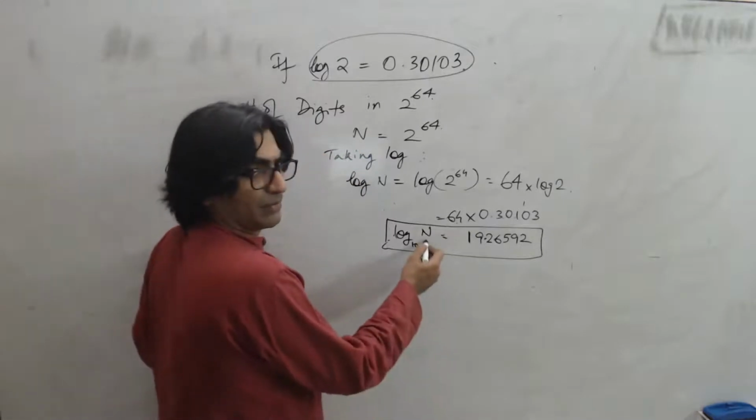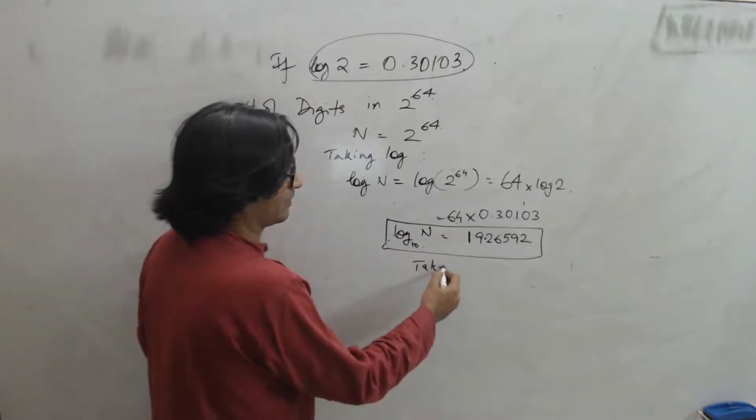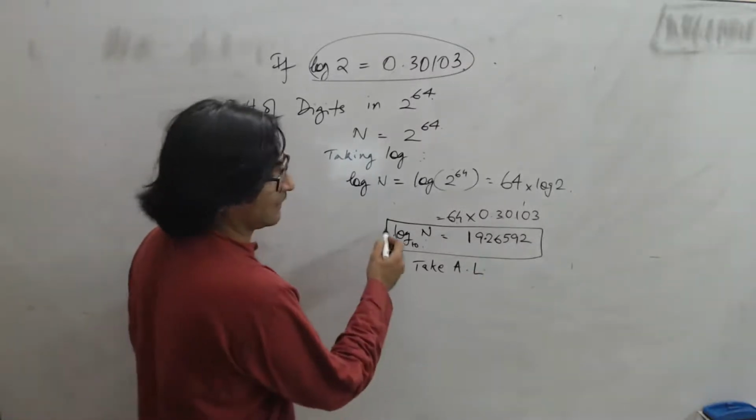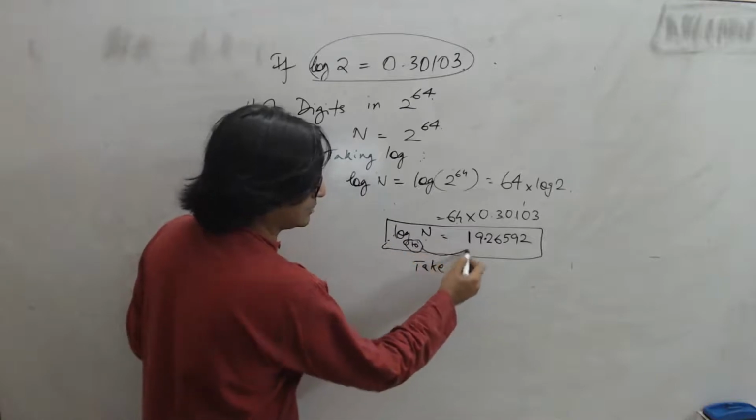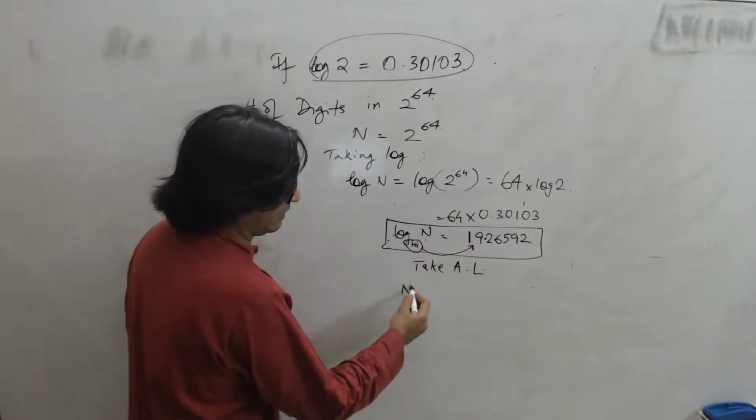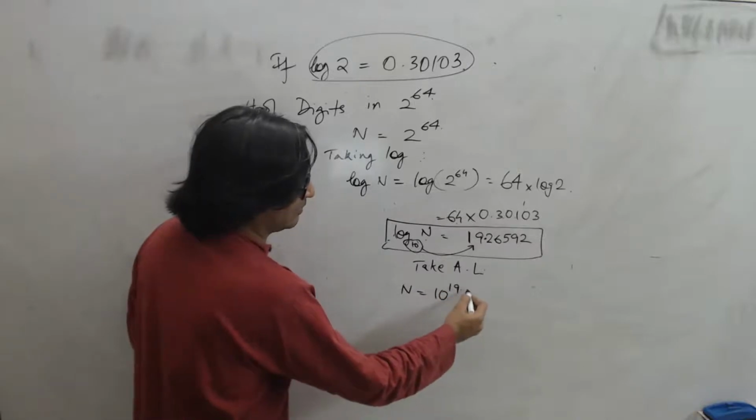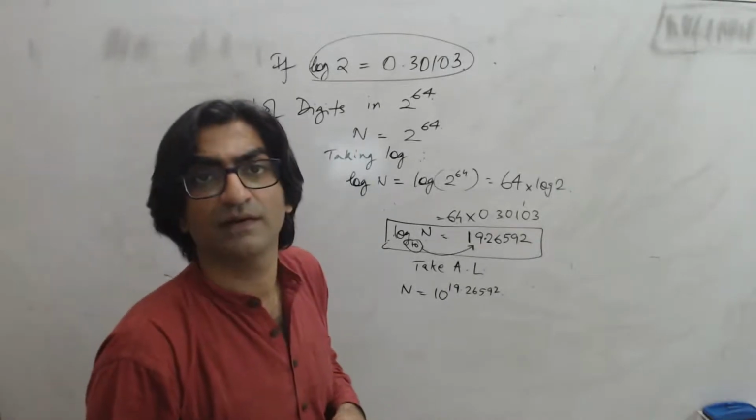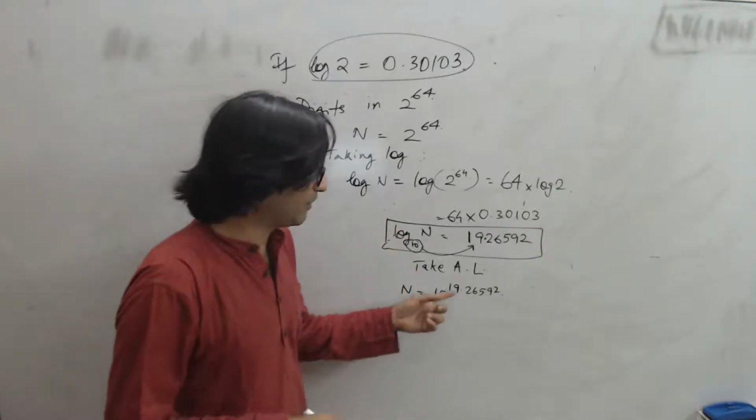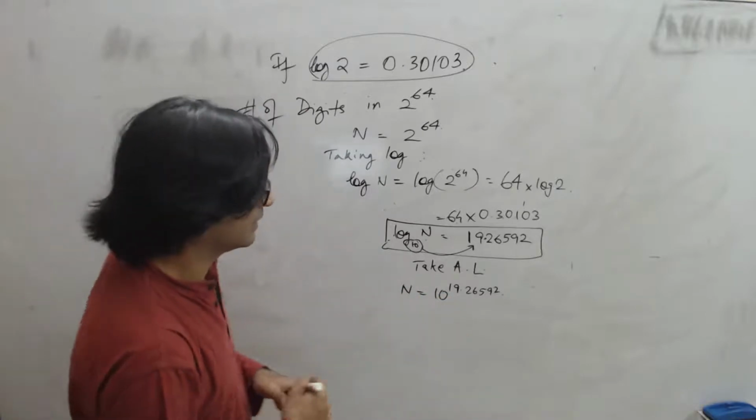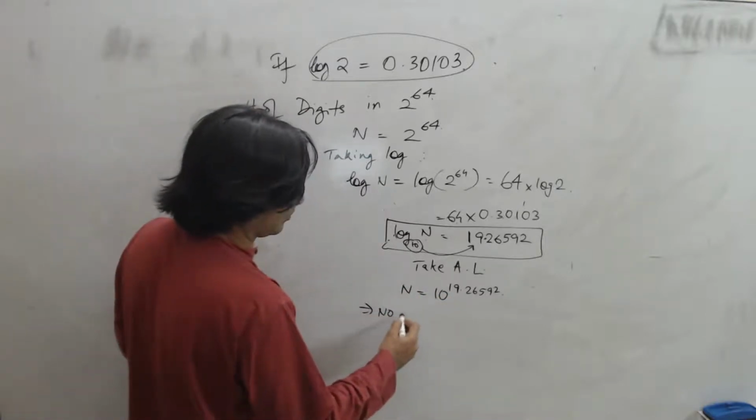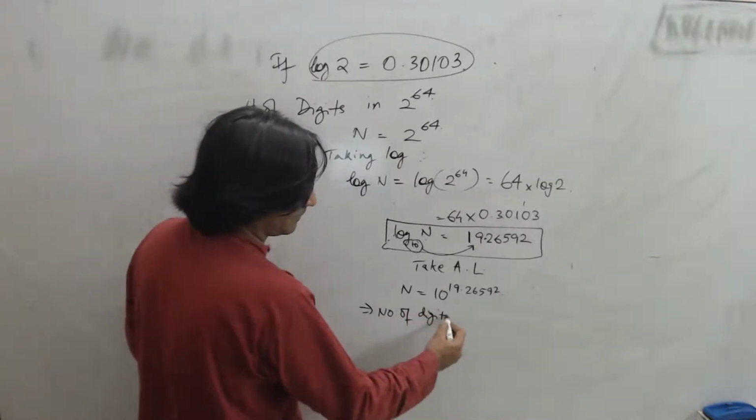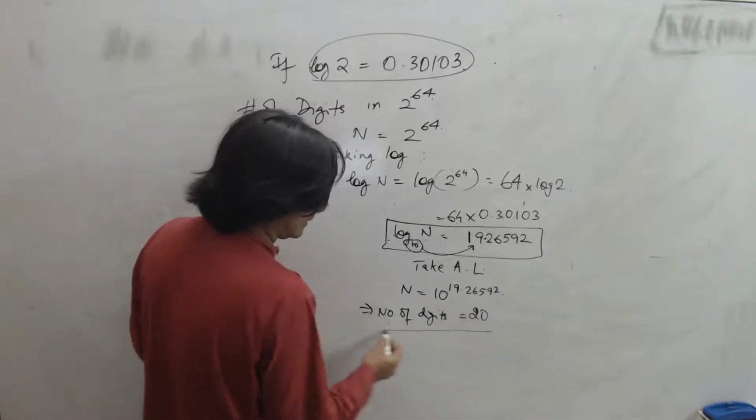Since you want the number of digits in n, let me take the anti-log here. The moment I take anti-log, the value in the power becomes equal to the radicand. So n would be equal to 10 to the power 19.26592. Now, whenever in such a problem the power of 10 is 19 point something, you know that the number of digits will be one more than the integer value. The number of digits will be 20. That's your answer.